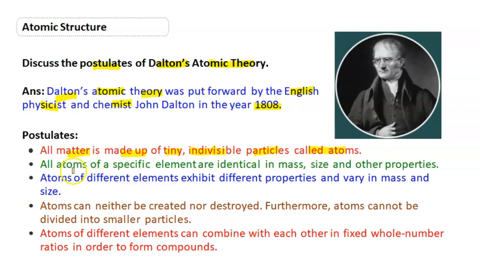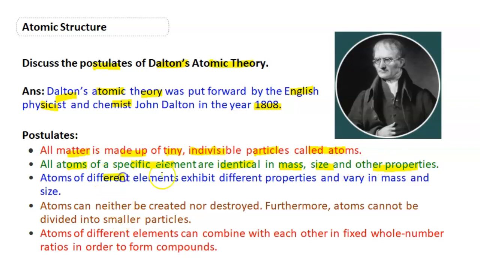Then the second one is: all atoms of a specific element are identical in mass, size and other properties. That means if we take a particular element like hydrogen, oxygen, carbon or iron, and check all its atoms, we will find all the atoms have the same mass, same size, and are similar in all respects, in all properties.